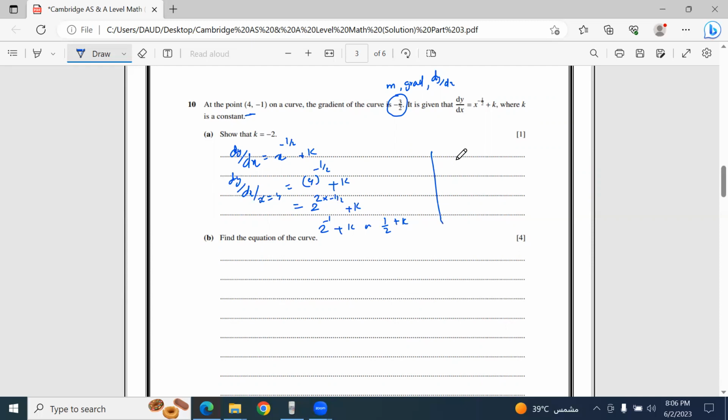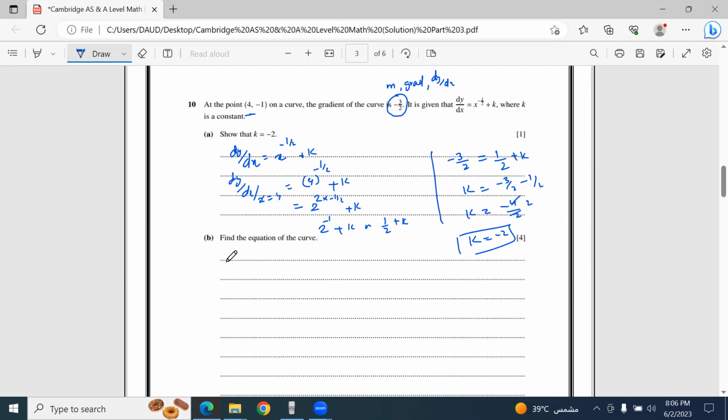The gradient is given, which is minus 3 over 2, equal to 1 over 2 plus k. So k is equal to minus 3 over 2 minus 1 by 2. k is equal to minus 4 over 2, which gives us k is equal to minus 2. So we showed that k is a constant and its value is minus 2. Next thing, they want us to find the equation of the curve.